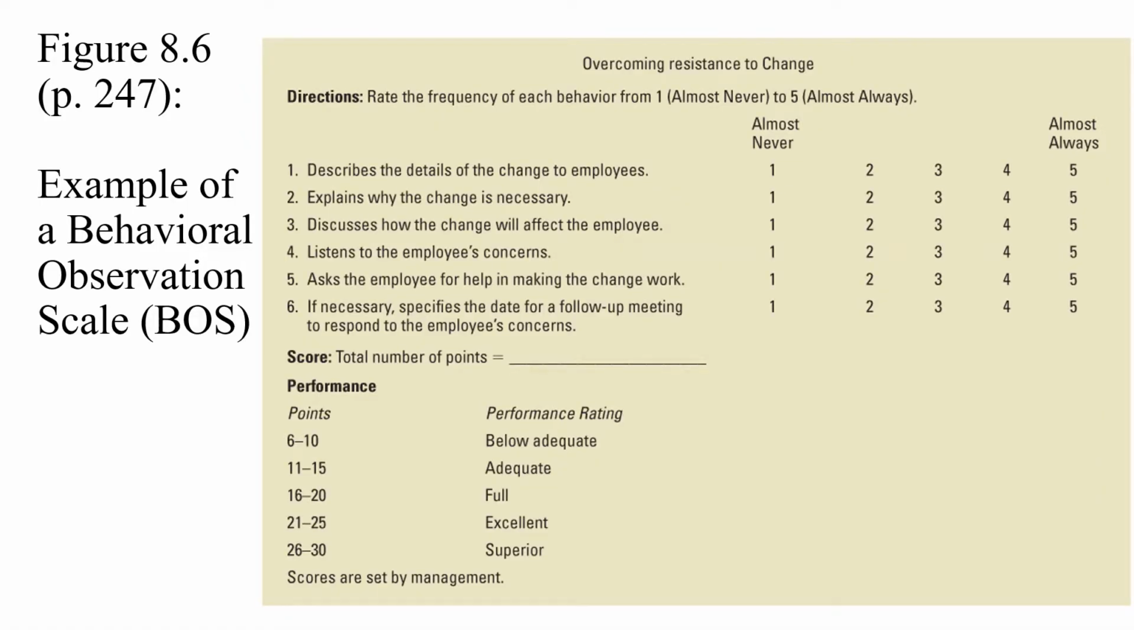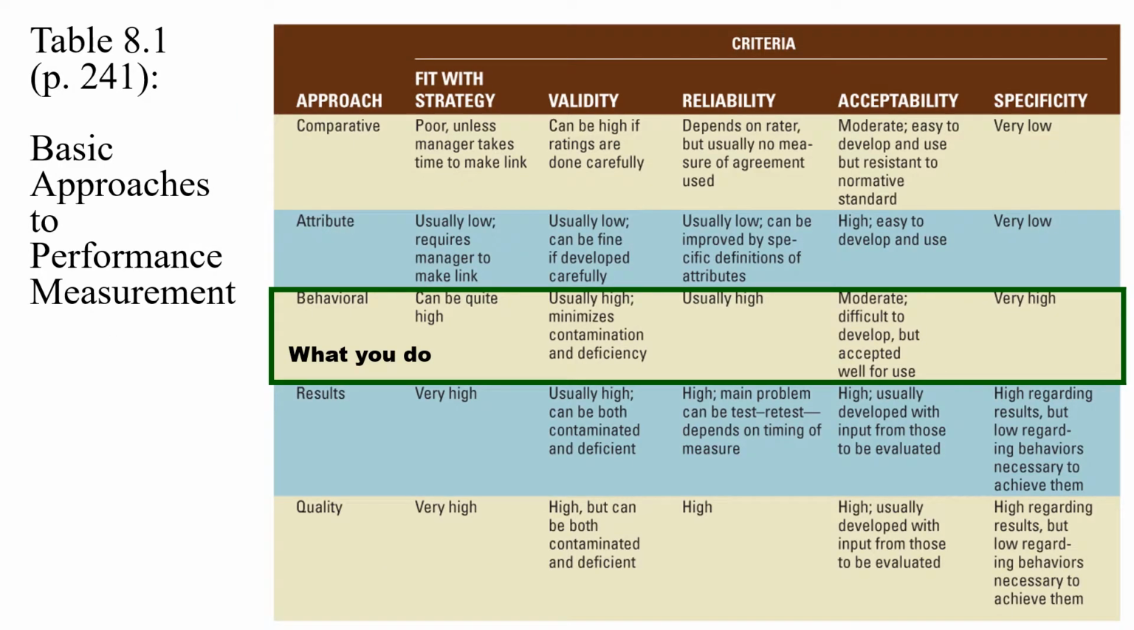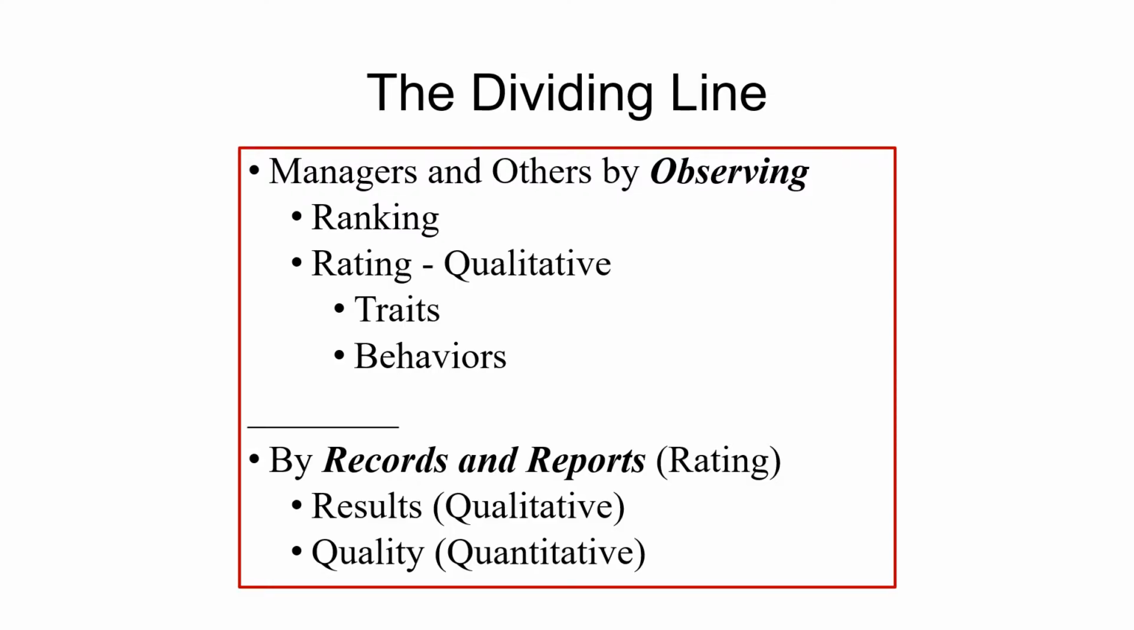This figure from our textbook is an example of a behavior observation scale. Ratings by behaviors. What you do. So we've covered attributes and behaviors, and these are outputs. Now start drawing a line. We're going to move along to the bottom two of our rating methods. The mental dividing line is we're looking at the top two, and we're looking at traits, attributes, and behaviors. And we do a lot of that by observing, and we're measuring outputs.